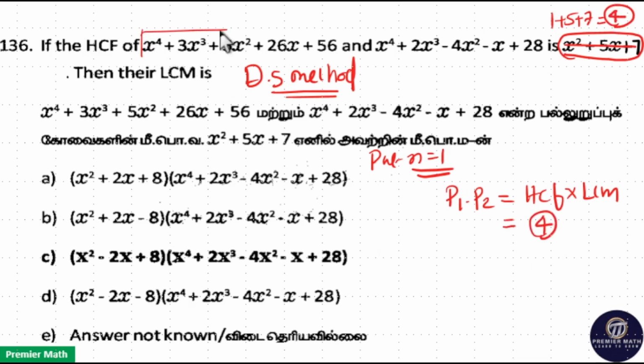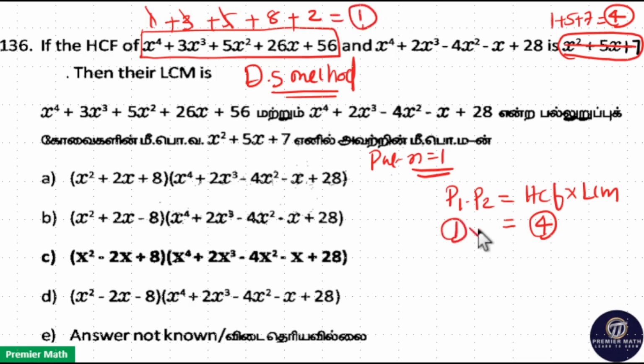Now, find the digital sum of the first polynomial. 1 plus 3 plus 5 plus 2 plus 6 is 8. 5 plus 6, 11. So, 1 plus 1, 2 is the digital sum of 56. Now, 5 plus 3, 8. 8 plus 1, 9 cancel. 8 plus 2 is 10. So, 1 is the digital sum of the first polynomial. Now, in the case of the second polynomial, this is 1. 1 plus 2 minus 4 minus 1 plus 2 plus 8 is 10. So, 1 is the digital sum of 28.